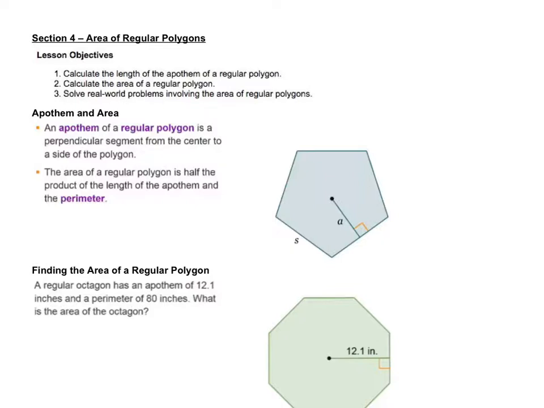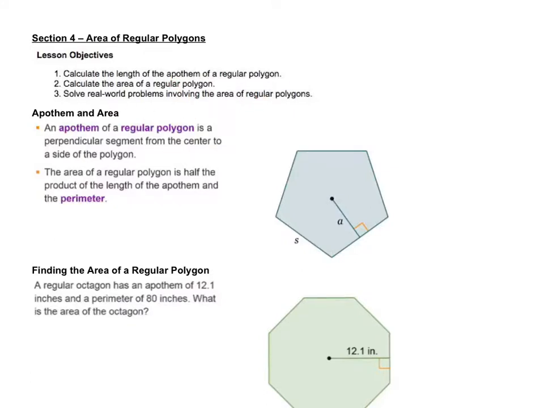This is kind of an interesting section. For our learning objectives, we want to be able to calculate the length of the apothem of a regular polygon, calculate the area of a regular polygon, and then solve real-world problems involving area of regular polygons.